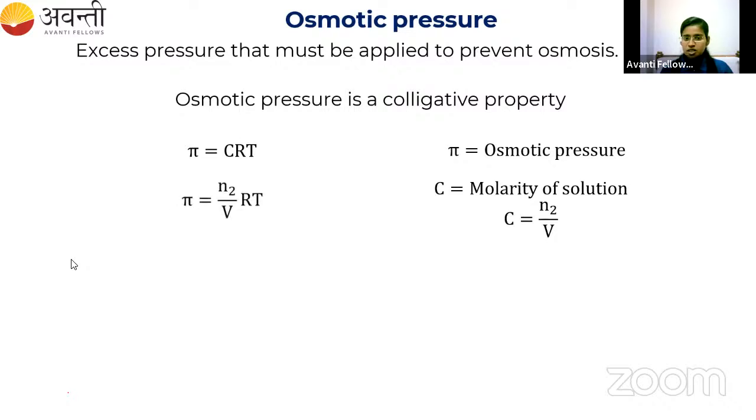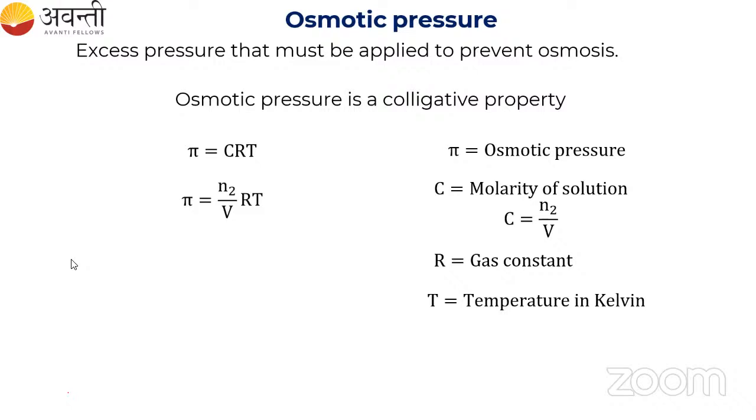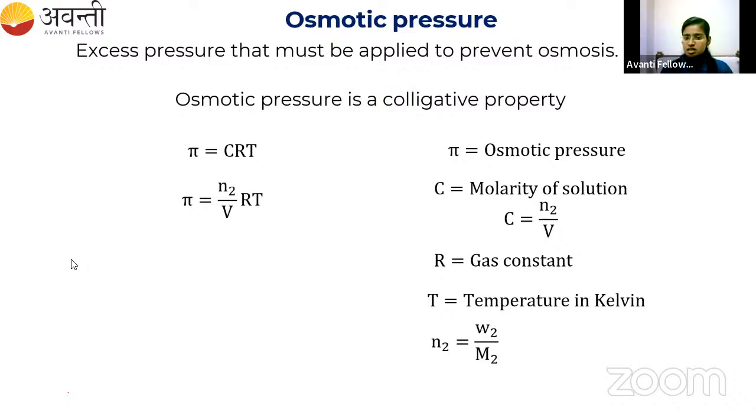So in place of C, substitute N2 by V, where R is the gas constant and T is the temperature in Kelvin. And also we know that number of moles is equal to the given mass by molar mass. Do you all know this formula? You might have studied this formula from class 11 onwards. Number of moles is equal to given mass divided by molar mass. So the given mass of solute divided by molar mass of the solute. In place of N2, we can substitute W2 by M2.